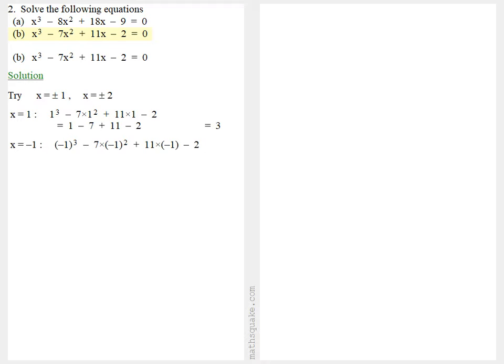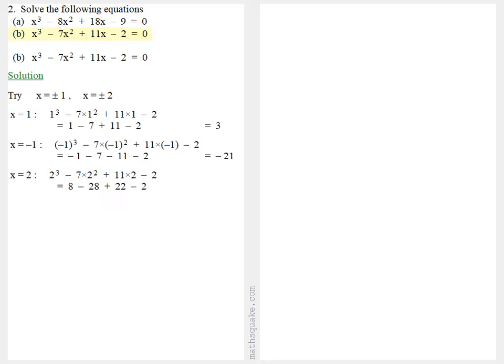If you try x equals minus 1, we get minus 1 cubed minus 7 times minus 1 squared plus 11 times minus 1 minus 2, which gives us minus 1 minus 7 minus 11 minus 2, which gives us minus 21. If we try x equals 2, we get 2 cubed minus 7 times 2 squared plus 11 times 2 minus 2.